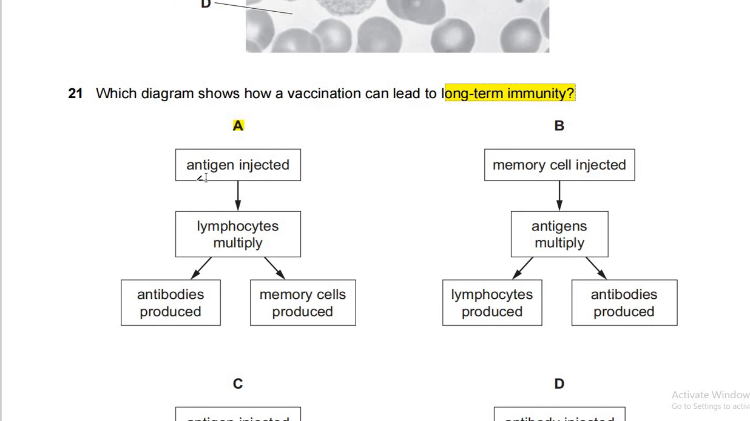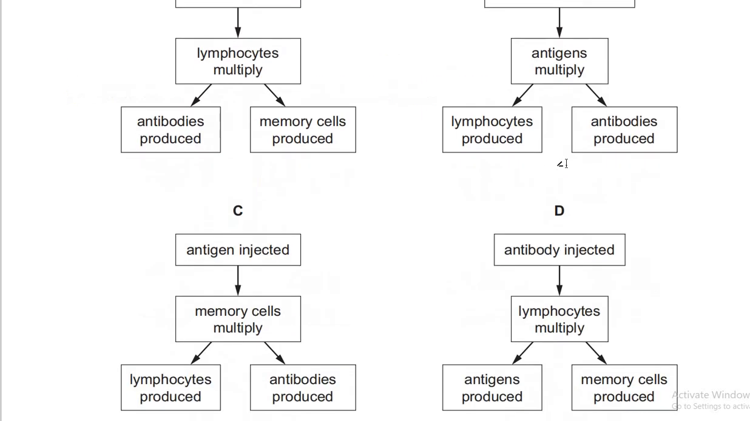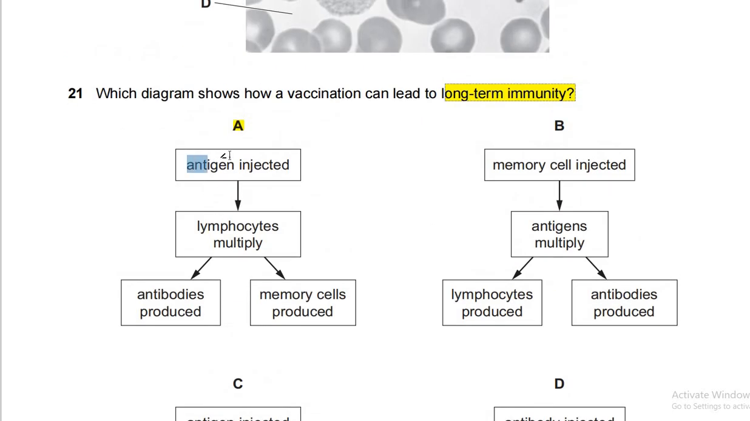Antigen is injected, which is literally vaccination. Okay, and the lymphocytes multiply in number, antibodies are produced, memory cells are produced. Memory cells can't be injected, antibodies can't be injected. The only thing that can be injected is antigen, which is present in the vaccination. So you need to know that, then you can answer this whole thing.